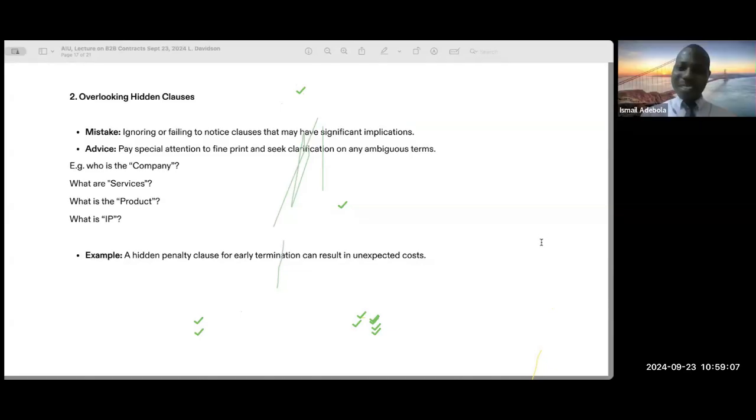Good morning, sir. Yeah, good morning, Professor. Good morning, everyone. My question is this. Before I ask my question, let me just say, thank you for the presentation. God bless you, it's comprehensive. So the question is this: how can businesses leverage technology to streamline the process of creating and managing business-to-business contracts?